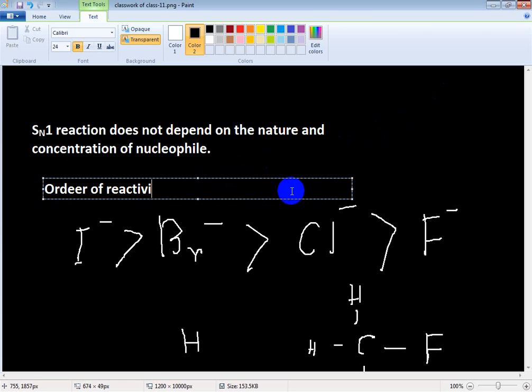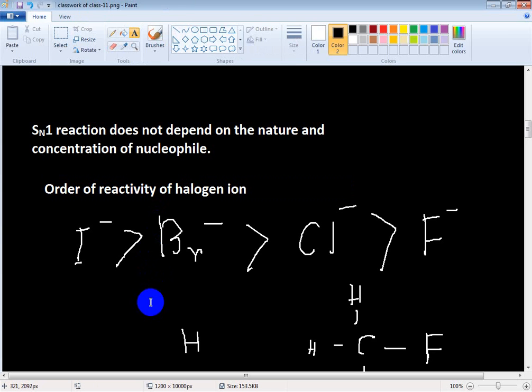The order of reactivity of leaving group halogen ions. Okay, halogen ions. Okay, next topic: leaving group and solvent.